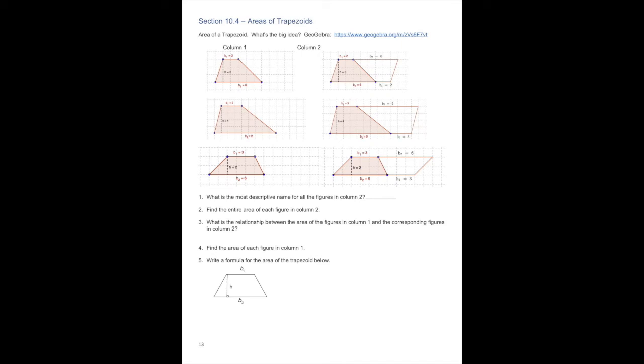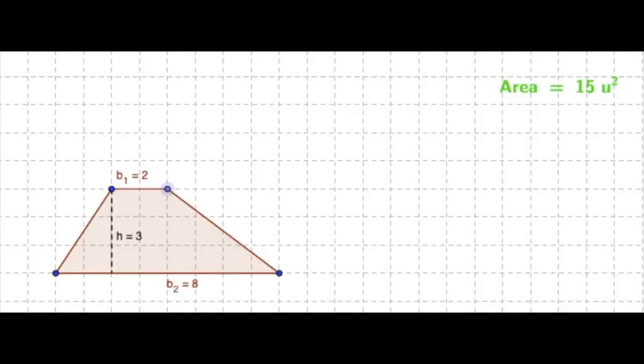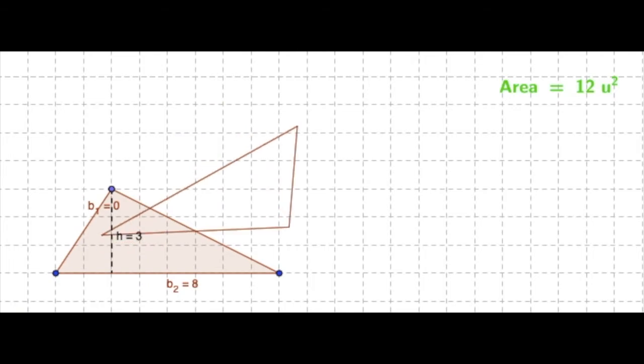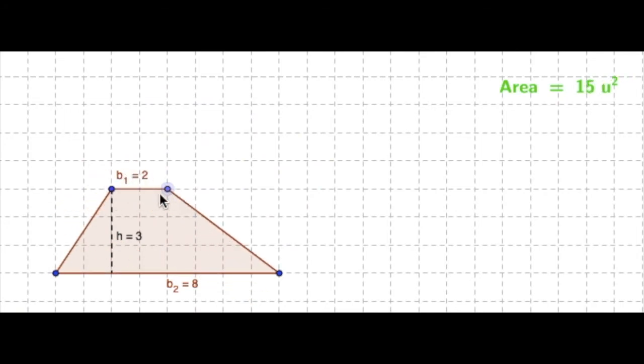Alright, here we are on page 13 looking to develop the area formula for a trapezoid. First, let's review the area formula for a triangle. Notice when we duplicated that triangle and made it a parallelogram, the base in this example of 8 for the triangle is exactly the same as the base of the parallelogram. A unique thing happens when you perform the same technique with a trapezoid.